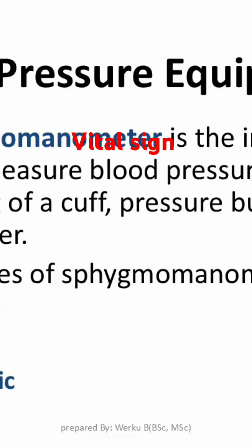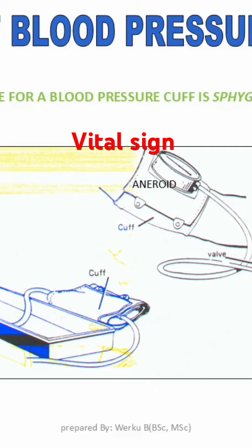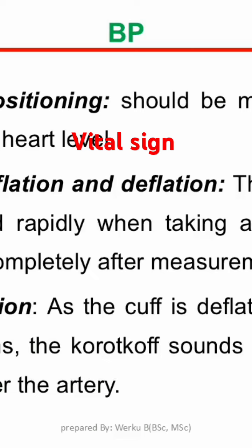A sphygmomanometer is used to measure blood pressure. There are 3 types: mercury, aneroid, and electronic. The proper name for a blood pressure cuff is sphygmomanometer. It comes in different types, including mercury and aneroid. Proper positioning, inflation, deflation, and auscultation are crucial for accurate blood pressure measurement.